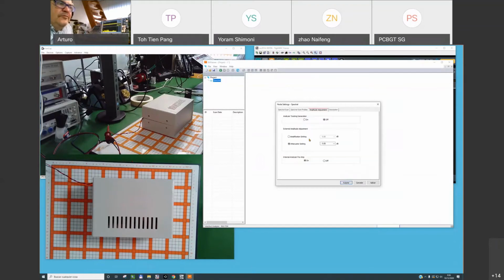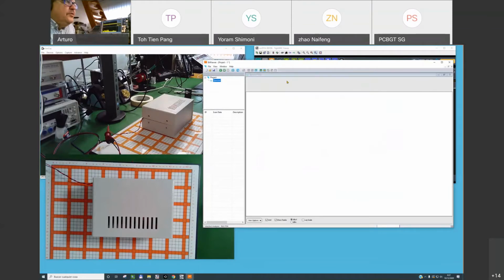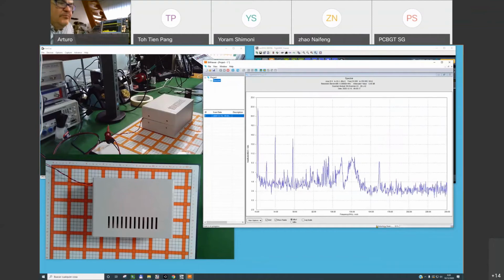You can specify some kind of amplification setting. If you have an external amplifier, this is very useful to increase the dynamic range of the measurement, or you can introduce some kind of attenuation setting if you are using an external attenuator. So I accept, and now I will be running the scan process. The software is setting the spectrum analyzer, and now is scanning. The scanning process is very fast, and now the scanning process is finished, and the system is now detecting peaks.